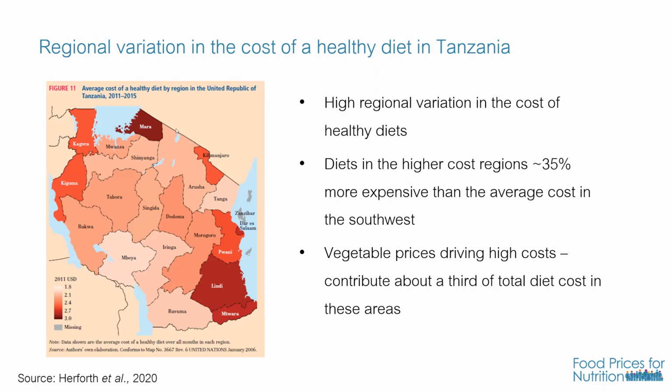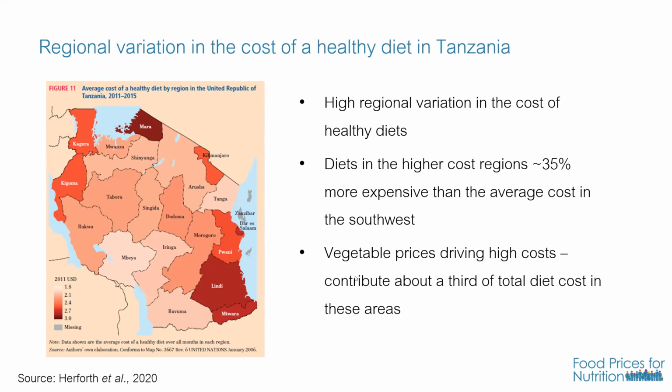But the first example is of looking at regional variation in the cost of a healthy diet in Tanzania. So this map shows the average cost by region. And you can see here that there's a lot of regional variation in the cost of a healthy diet. So the costs in those areas where it's more expensive are about 35% more expensive than the average cost in the southwest of the country.